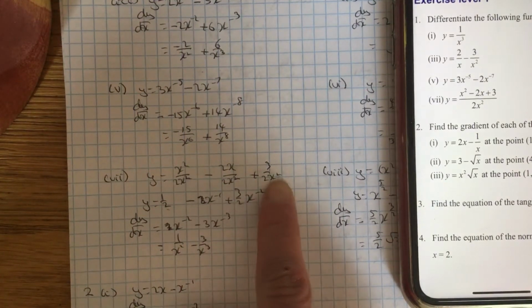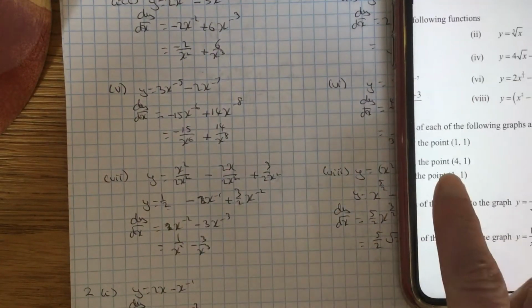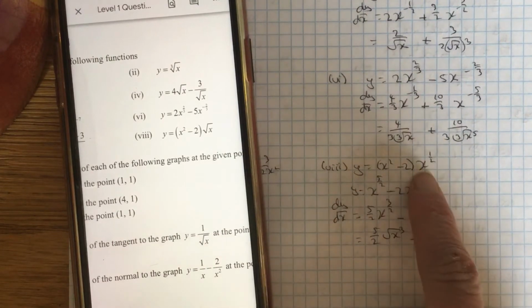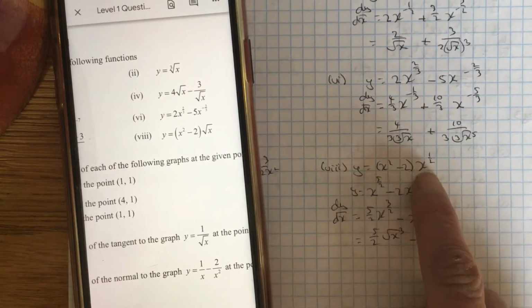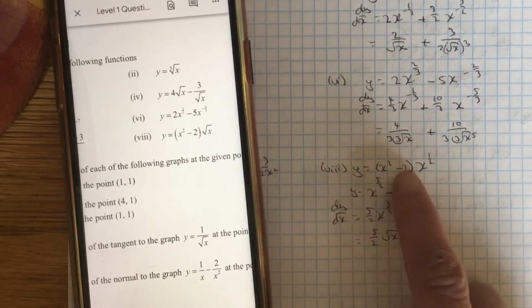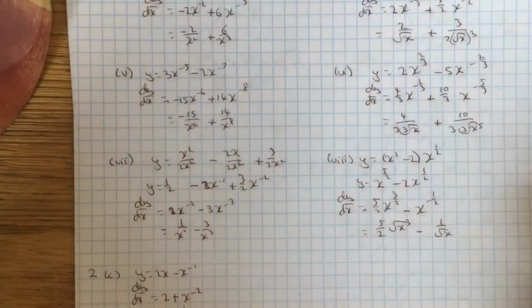And nothing cancels there. Just bring your x up as a negative 2. Then differentiate. And the last one, you've got to times out that bracket. So that's x to the power of a half. So x squared times x to the half, add the indices: 2 add a half is 2.5, minus 2, x to the half, and then just differentiate it.